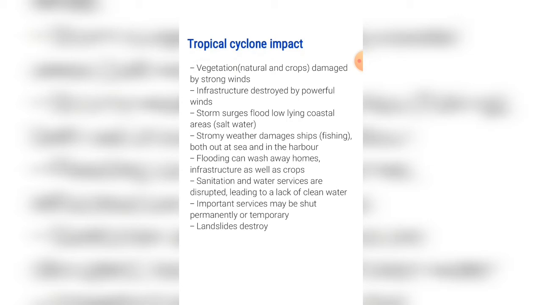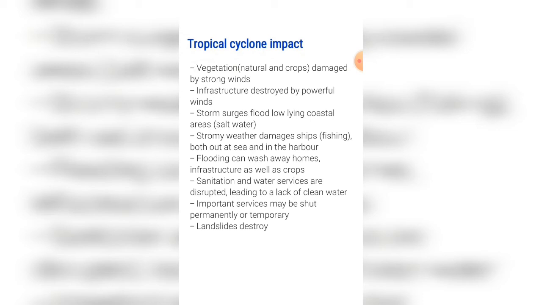Stormy weather damages ships, both out at sea and in the harbor. So the stormy weather could also destroy the fishing infrastructure, so the buildings along the coast where they store the fish, as well as the boats that they use to go fishing. Flooding can wash away homes, infrastructure, as well as crops. Sanitation and water services are disrupted, leading to a lack of clean water. Important services may be shut, permanently or temporarily. This could be services such as hospitals or schools.